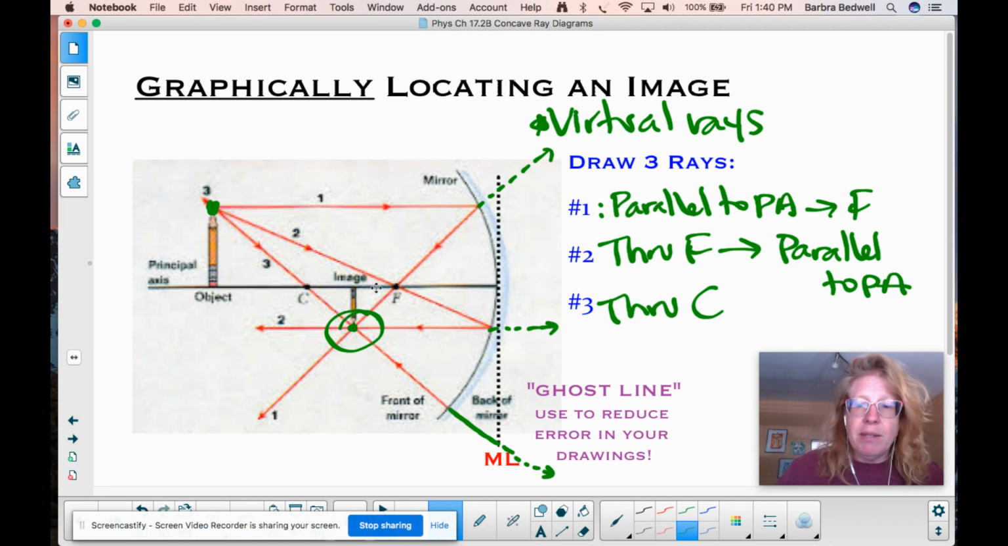And again, this pencil now, you can kind of see it. Some of the characteristics of it: it's upside down, right? And it's a little bit smaller. So we'll take a look at this in a second. So this is graphically locating an image, the 3 rays. You will always draw these 3 rays.